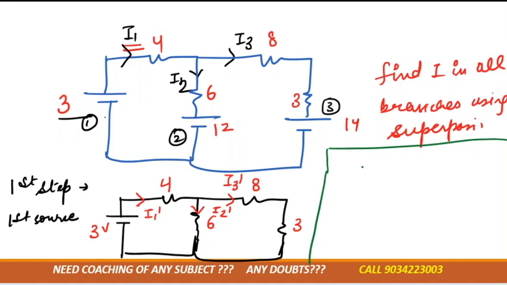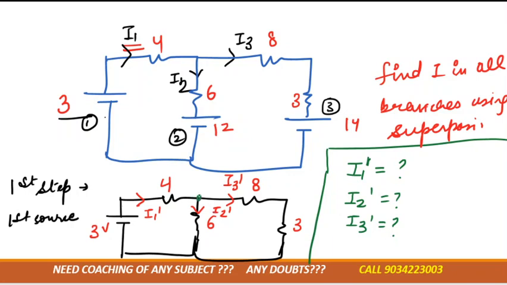Clear this thing? Now we need to calculate I1 dash, I2 dash, and I3 dash. It's totally up to you. If you want to do KVL or mesh analysis, you can do that. If you want to do nodal analysis, you can do that. But according to me, when doing the superposition theorem, nodal analysis would be much easier for you. Suppose I want to do nodal analysis, can you tell me how many nodes are there in this circuit diagram?